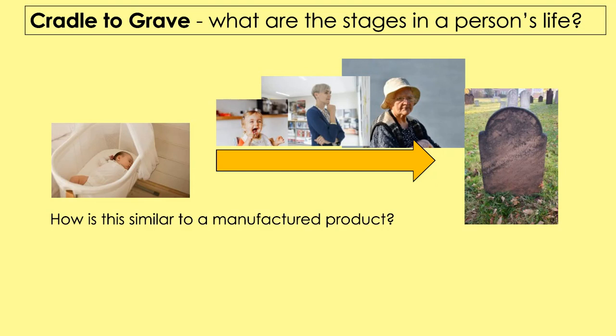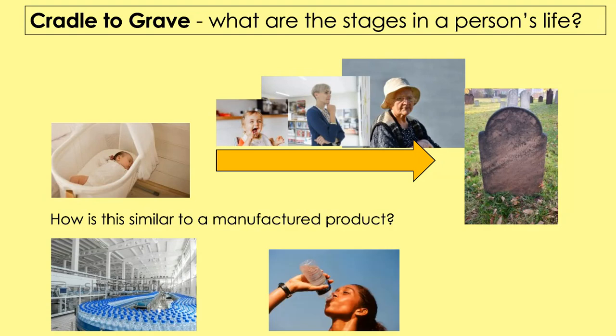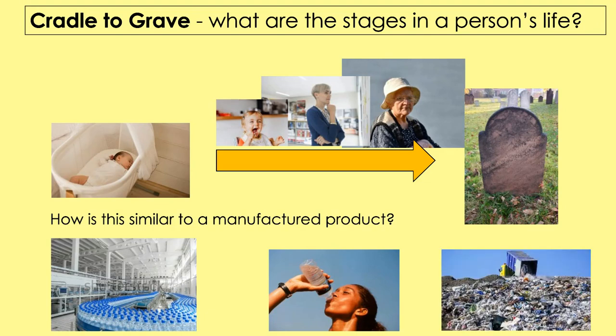So the comparison to the baby being born is the product being manufactured. Okay, so there's the factory where, in this case, we're looking at a water bottle. So the water bottle has been made in a factory. That's equivalent to it being born. Okay, then we've got the lifetime of the person, the lifetime of the product, how it's been used. So there's somebody using the water bottle, and then the grave, once the product has fulfilled its useful purpose and now needs to be disposed of. So there's a picture of a landfill there of the rubbish kind of piling up.